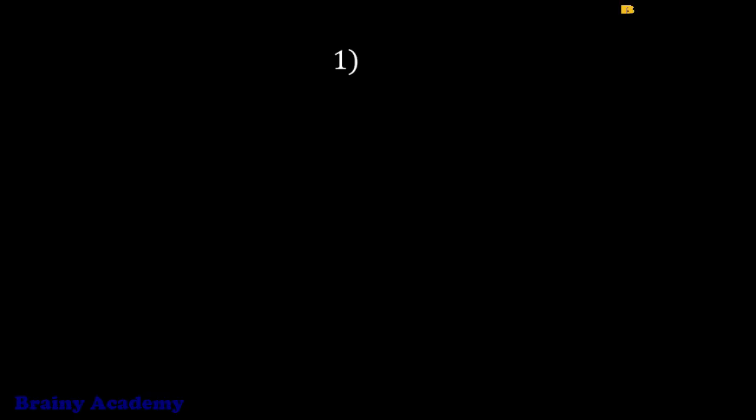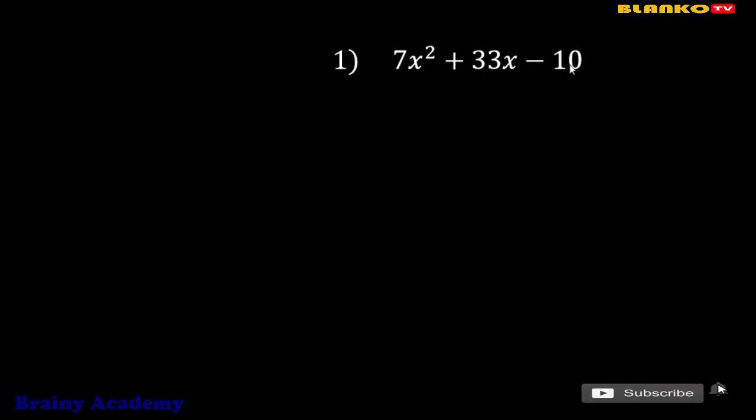So we take the first one, which is 7x squared plus 33x minus 10, and we are to factorize this expression. Okay, so 7 is the coefficient of x squared, 33 is the coefficient of x, and negative 10 is the constant.